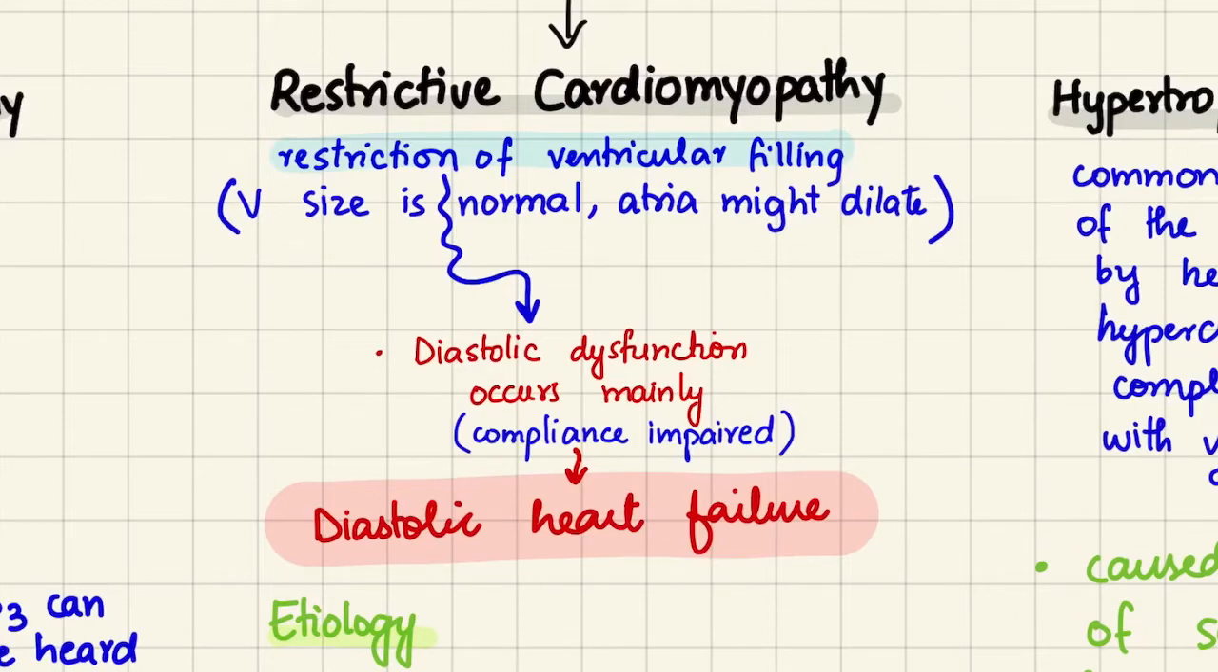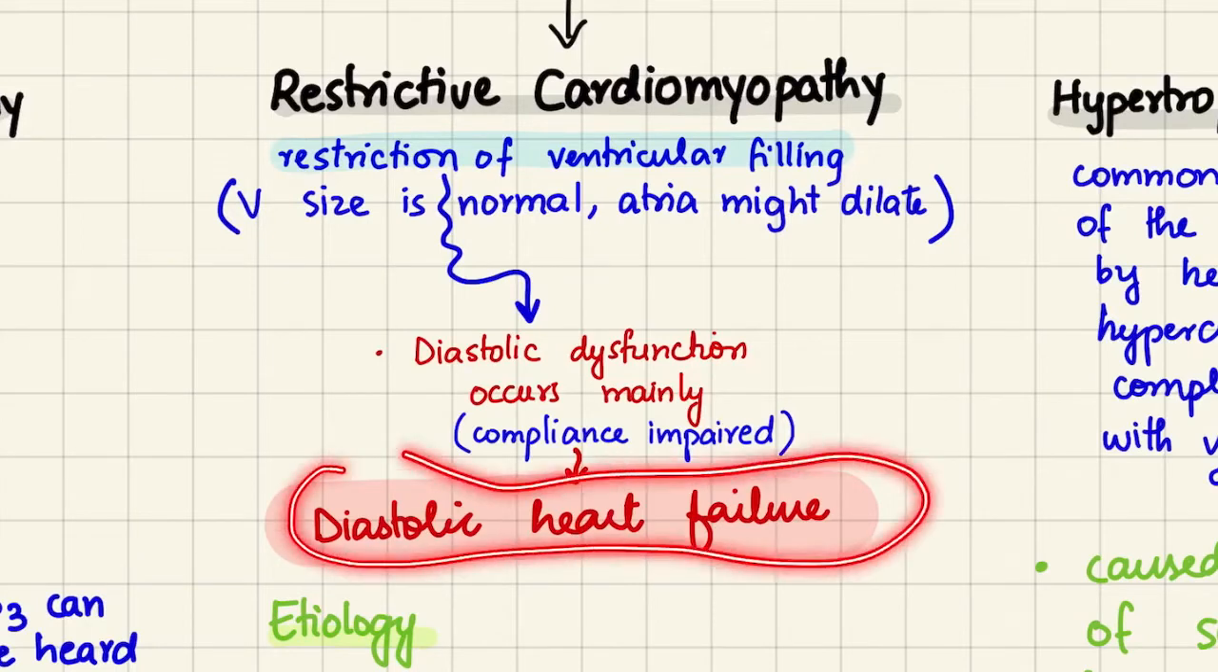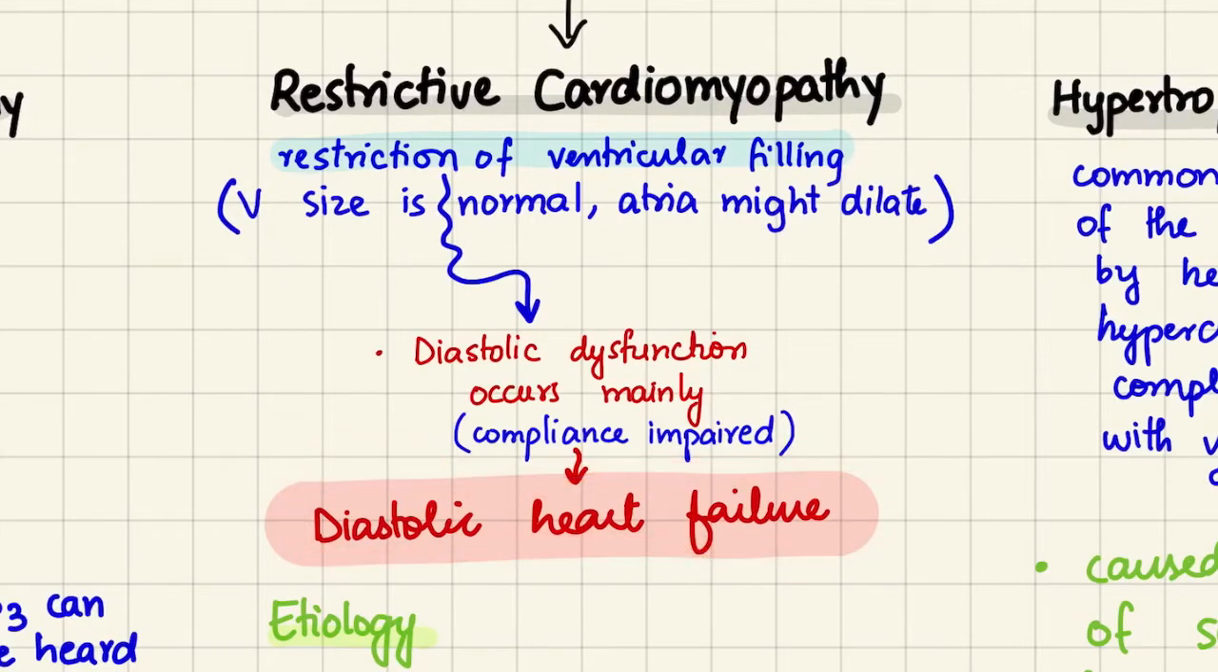So when it does not stretch properly, it will not fill during diastole, and if we have less blood to start with, then of course the cardiac output or the stroke volume will be decreased. Since the diastolic function is impaired, that's why we call it diastolic heart failure. That is, the heart failure that results from restrictive cardiomyopathy will be diastolic heart failure.